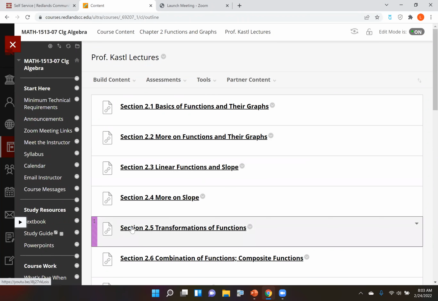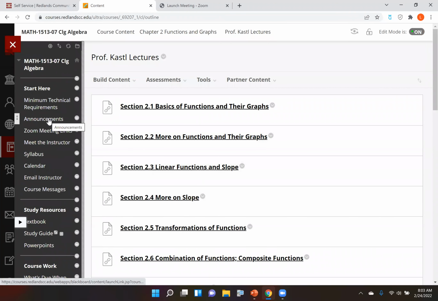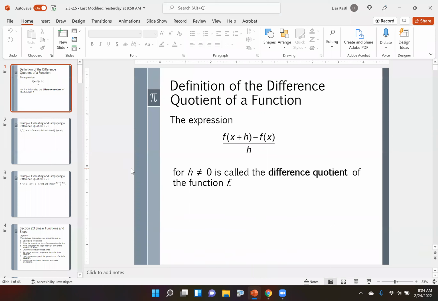So you need to watch the section 2.5 transformation of functions video on your own. I will pull this video link out and put it in an announcement later today when I upload the recording of today's meeting, which I will do here in just a little bit. So we are going to concentrate today on sections 2.3 and 2.4. And then you are going to do section 2.5 on your own in the next week.